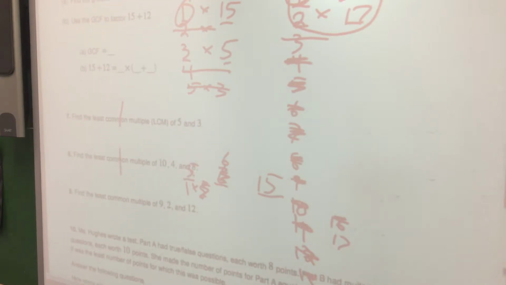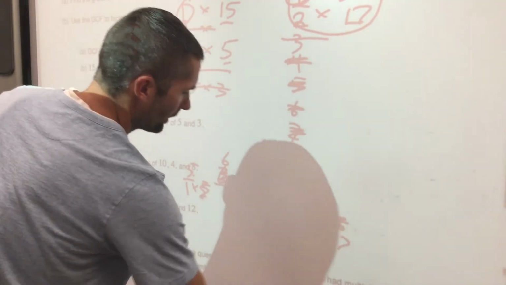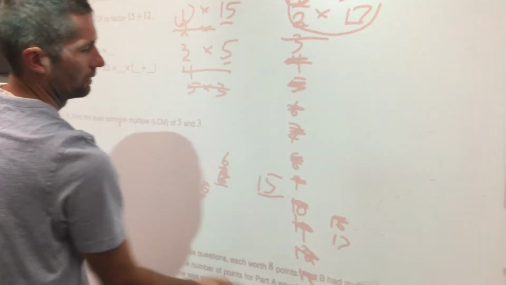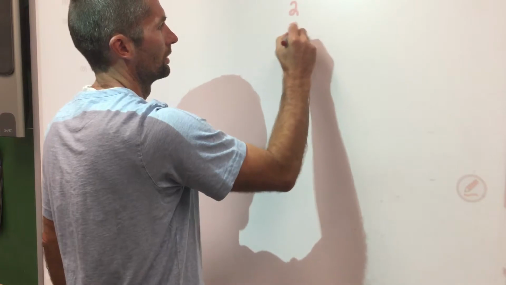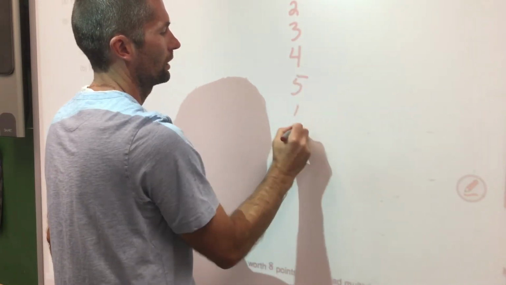6, find the greatest common factor of 15 and 12. Okay, I'm gonna write these out, doing the same way we just did it. Let's do 12 first since it's smaller. Just gonna start writing a bunch of numbers.